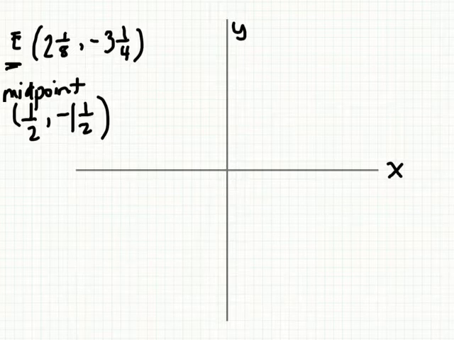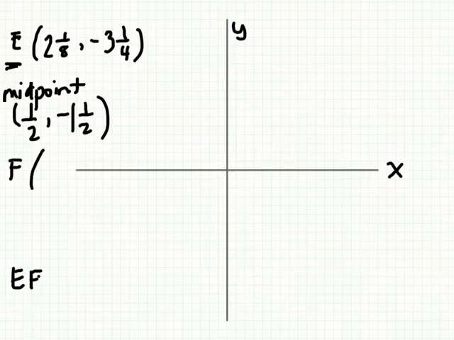We know one endpoint, which is E, and we know the midpoint. What do we need to find? The other endpoint. The line is EF, so we actually don't know F, but we know halfway from E to F, right? We know the midpoint. So let's start.